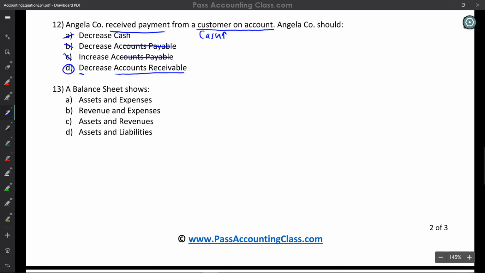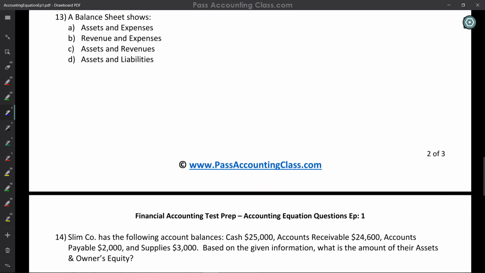So those are wrong. Question 13 says, a balance sheet shows assets and expenses, revenues and expenses, assets and revenues, assets and liabilities. Well, the balance sheet shows the accounting equation. So that's assets equals liabilities plus owner's equity. Assets is correct, but expenses is wrong because expenses are going to be on our income statement. Revenues and expenses are wrong because those are on our income statement. Assets is correct, but revenues is incorrect because that's on our income statement. And D is the answer because assets and liabilities are on our balance sheet.